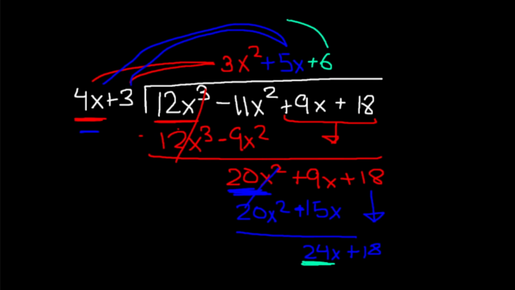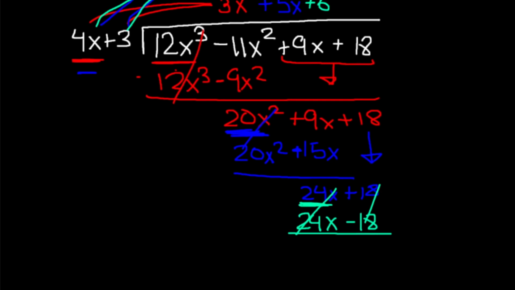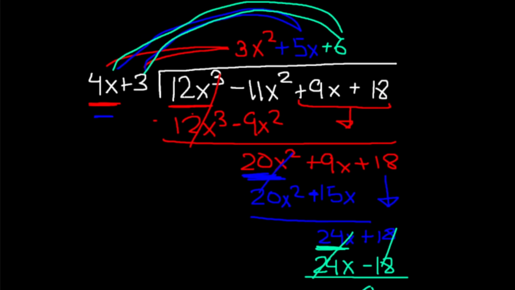Now you're going to come back up here. You're going to multiply 6 by 4x, and you're going to multiply 6 by 3. So 6 times 4 is 24, and you carry the x. So 24x minus 24x is going to cancel out, and 6 times 3 is simply going to give you 18. And 18 minus 18 is going to cancel out. You get a remainder of 0, so that means 12x cubed minus 11x squared plus 9x plus 18 divided by 4x plus 3 is going to give you 3x squared plus 5x plus 6. Alright, that was an example of long division of polynomials.